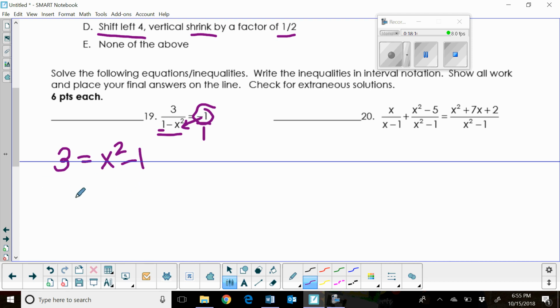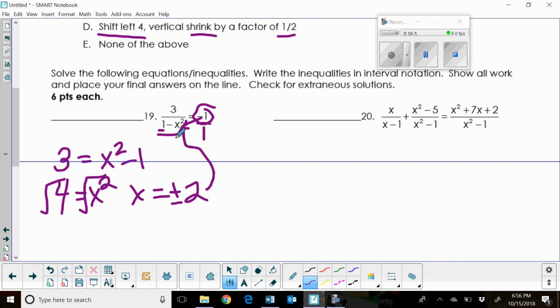Okay, to solve this, I'm going to add 1 to both sides. So I'm going to get a 4 over here is equal to x squared. Well, what two values are true? We've talked about this multiple times. X has to be both positive and negative 2. Now, the only catch is on rationals, you need to go down here and make sure that 2 or negative 2 doesn't make your denominator 0. Well, the only thing that makes my denominator 0 is 1 and negative 1. So these two answers of positive and negative 2 are both good answers. They're not extraneous. Okay, second problem.